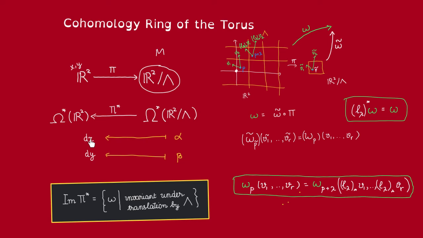In particular, dx and dy are obviously invariant under translation, actually by translation by any constant, not just translation by lattice element. So then, by this statement here, these must lie in the image of this pi star. In other words, they must be pullbacks of some form on the torus. So let us define alpha to be the form whose pullback is dx and beta to be the form whose pullback is dy.